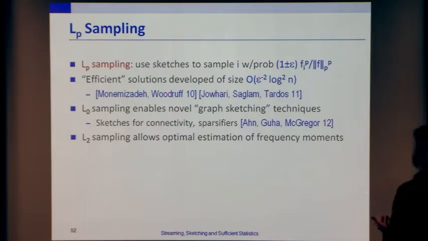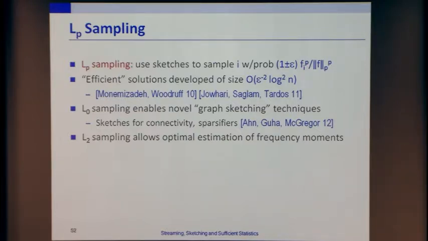L1 sampling says essentially sample proportional to the absolute weight of the item over the sum of the absolute weights. L0 sampling gets us this notion of sampling from the support set. L2 sampling says sample proportional to the square of the item weight over the sum of the squares, and that was alluded to in the matrix computation talk as being a sampling distribution that works well for sampling rows and columns for a variety of matrix products and other computations.